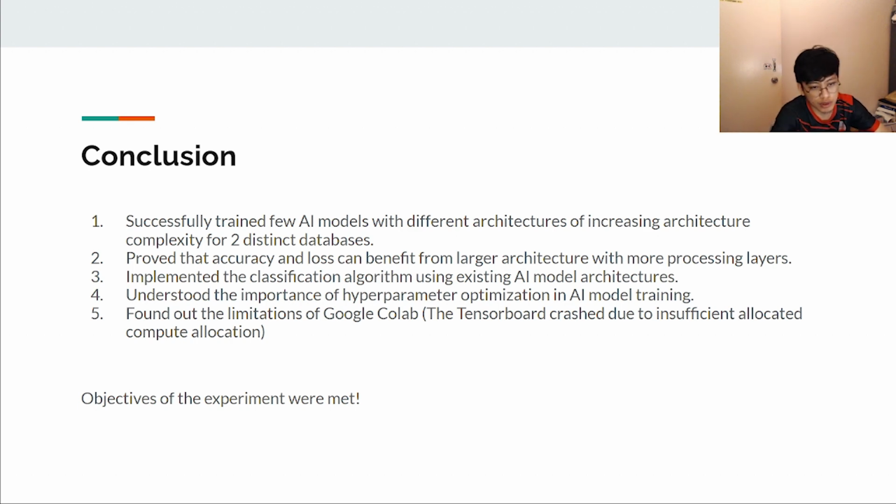Some of it was regarding the compute capability or allocated compute, since, like I said earlier in task 3, we found out that TensorBoard crashed whenever we tried to run that specific block. That's because we ran out of RAM. So this can be something that one might consider before going for more complex AI models. But at the end of the day, the objectives of the experiments were met. Thank you.